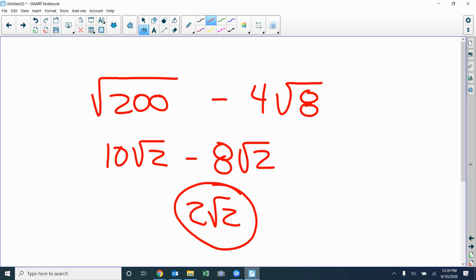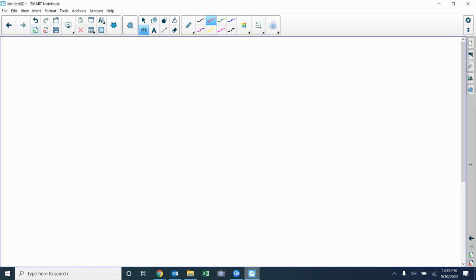Square root of 200 is 100 times 2. 100 comes out as 10, so 10 square root of 2. Square root of 8 is 4 times 2, the 4 comes out as 2. 2 times 4 outside is 8. Once you break them down, you no longer constrain yourself with these. Everybody okay with this one? Everybody okay? After you broke all these things down.